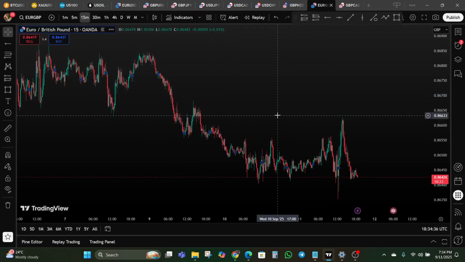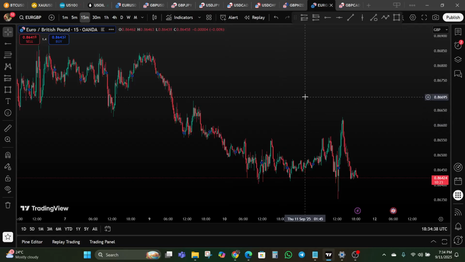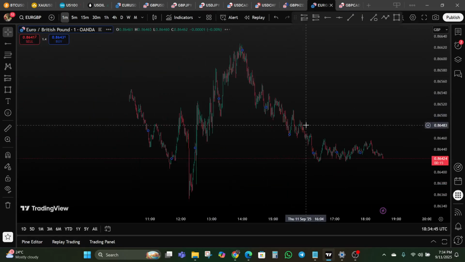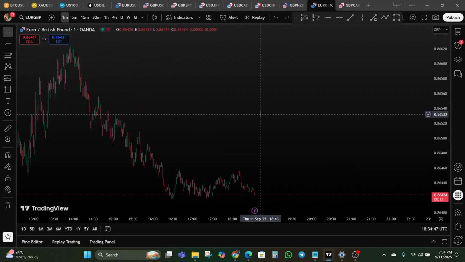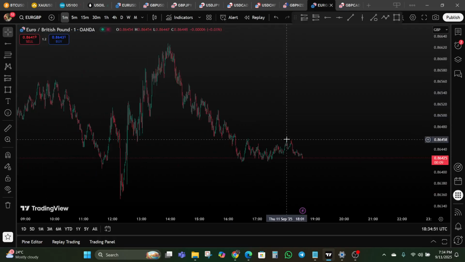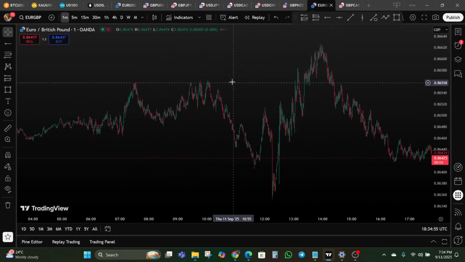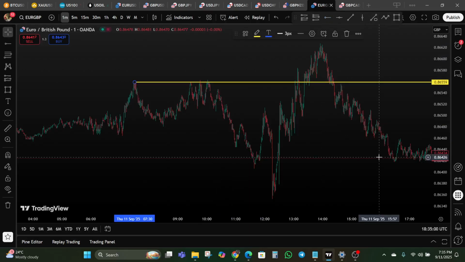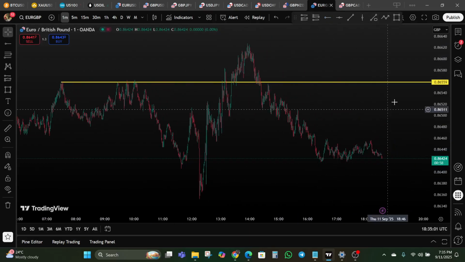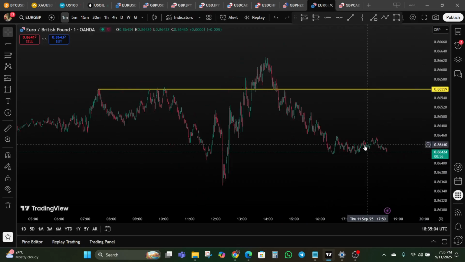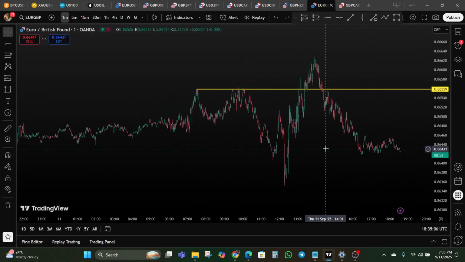Let us start with the basics, which is liquidity. Liquidity drives every move in the market, and even on the 1 minute chart, price seeks out areas where traders place their stops. For scalping, these areas are often equal highs, equal lows, or obvious swing points. Institutions target these levels to trigger orders, and that is where we look for setups.